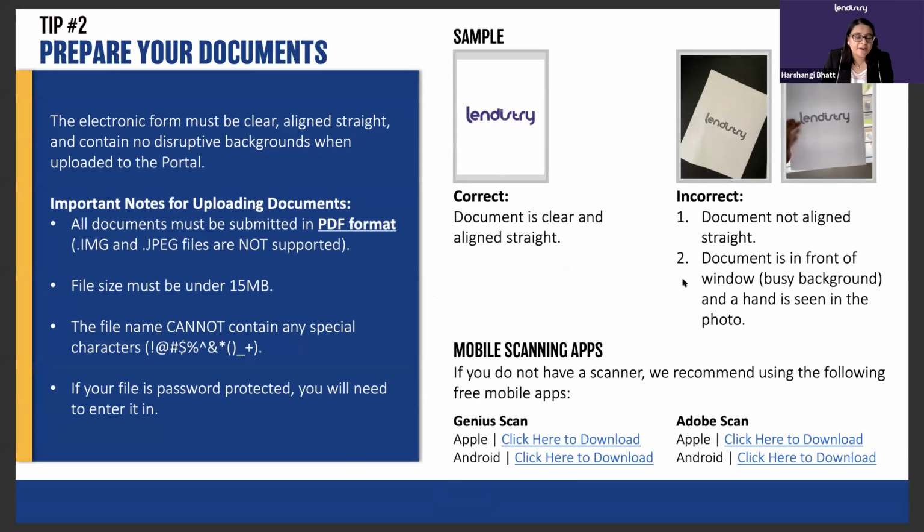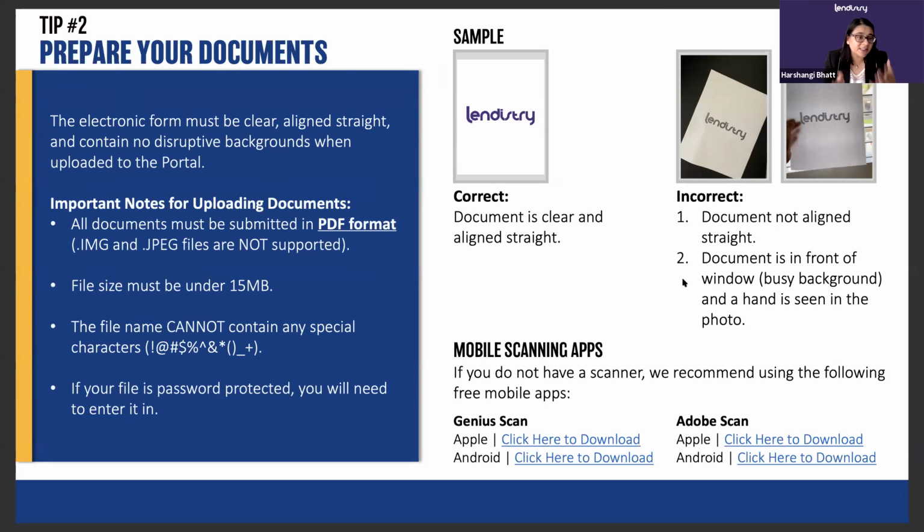So in terms of preparing your documents, I would say this is one of the most important parts of uploading your documents and making sure that we as the processing team are able to actually open your documents and prevent any delays with your actual application reviews. So with all the documents, you want to ensure that they're all in PDF format, it's clear and it's aligned straight. There is no background in the picture and it's not blurry. So you can see the samples right here.